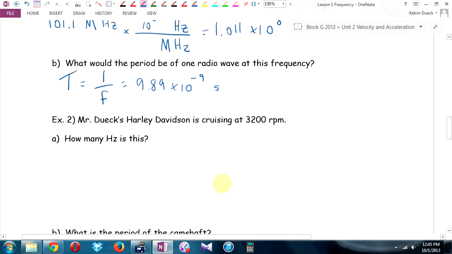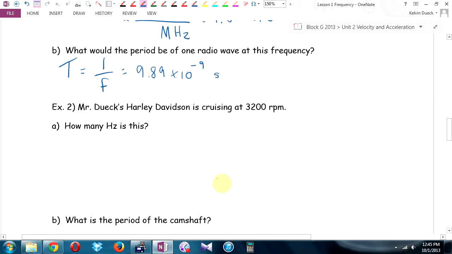Mr. Dueck's Harley Davidson, no, I don't own one, is cruising at 3,200. Read, what did RPM stand for? Revolutions per minute. We're going to change that to hertz, which is revolutions per second. Okay. This is a unit conversion question. What do I do first whenever I'm converting units? Right now, let's write down what they gave me. 3,200 revs per minute.